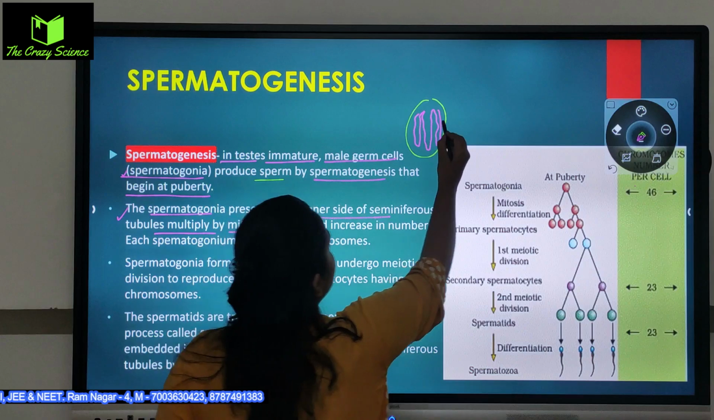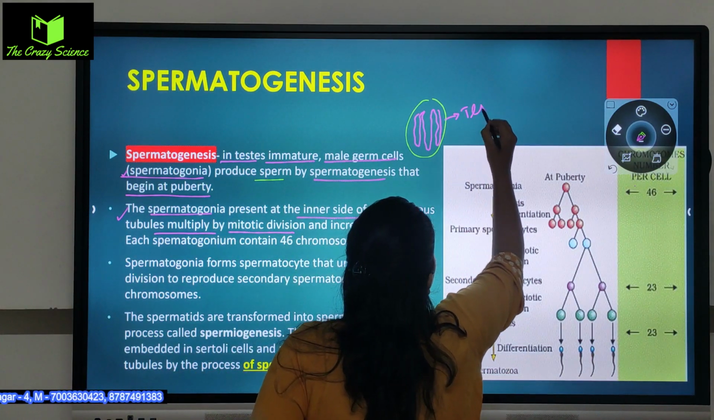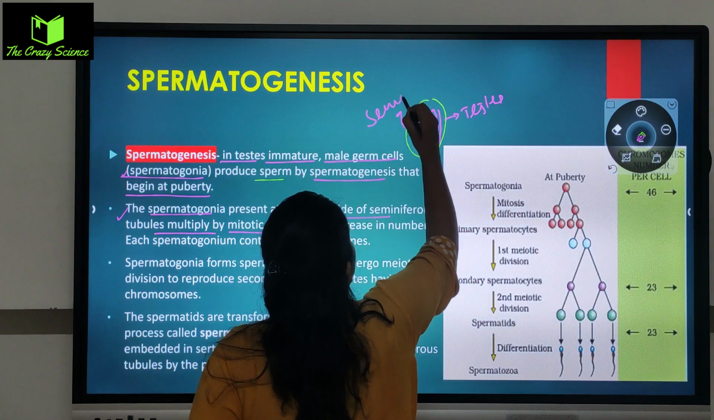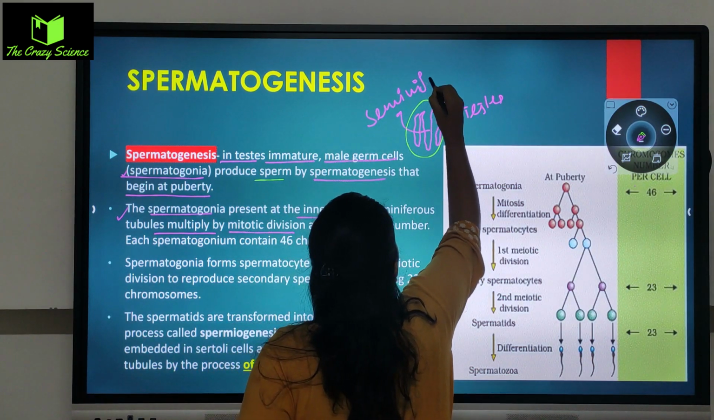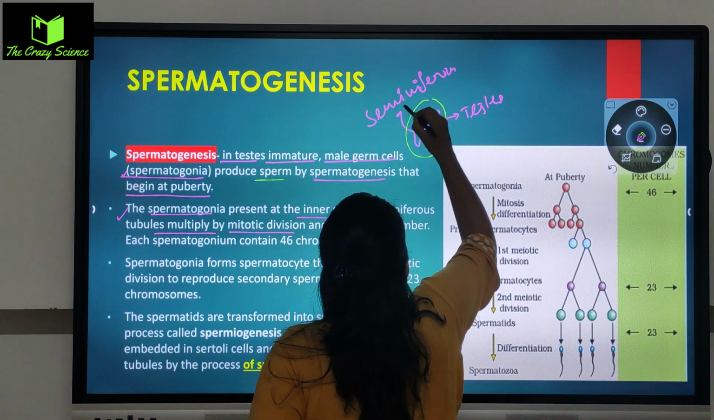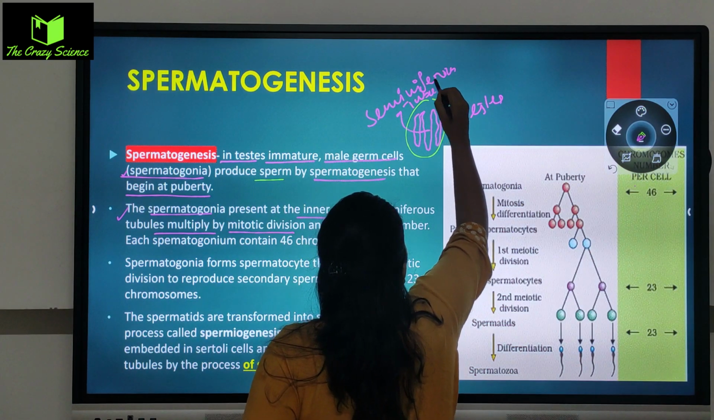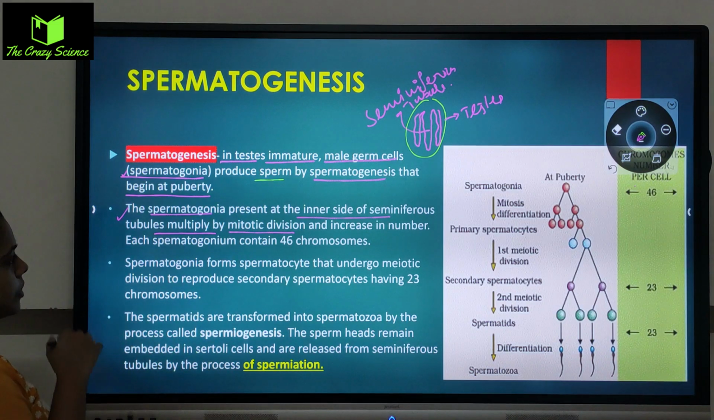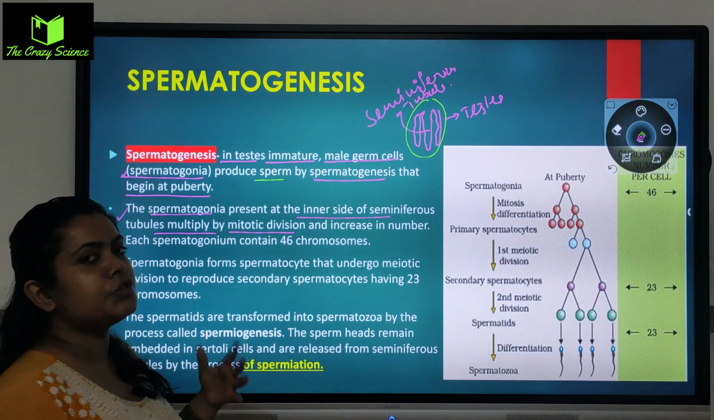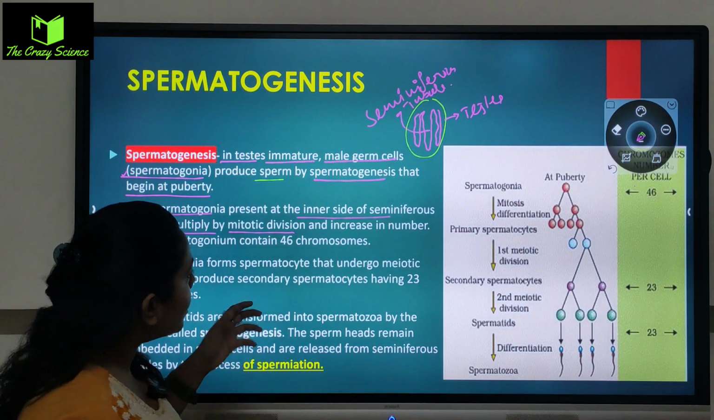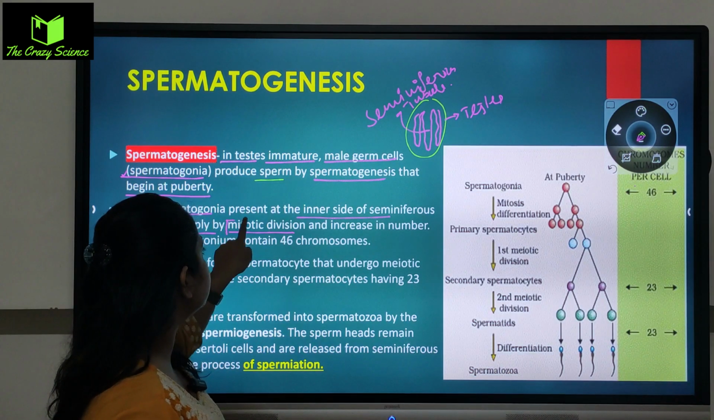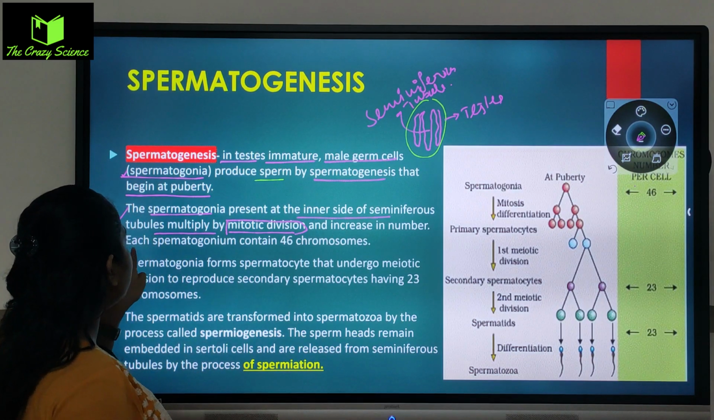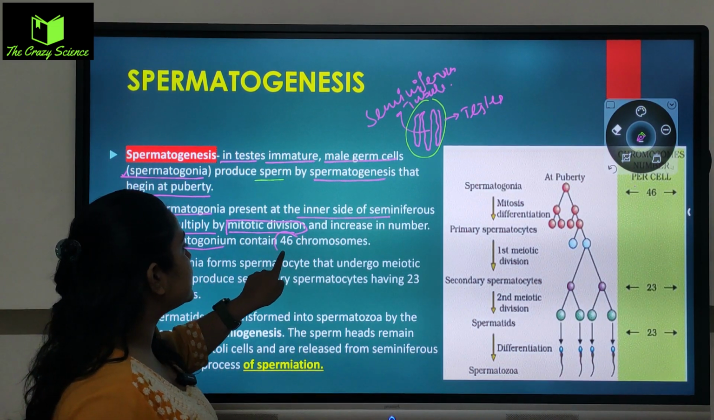এটা আমি seminiferous tubule ড্র করলাম, and this is the testis. তো সেখানের মধ্যে বেসিক্যালি সে মাল্টিপ্লিকেশন starts, meiotic division is responsible for this, and they increases in number. Each spermatogonia contains a 46 chromosome.